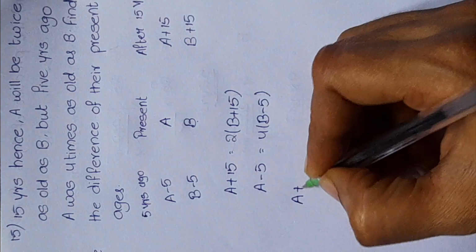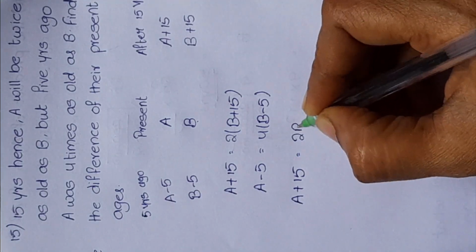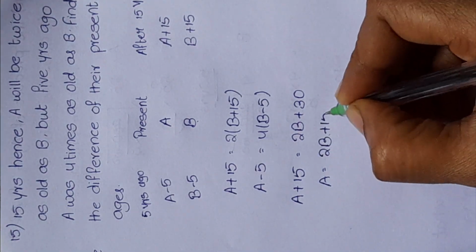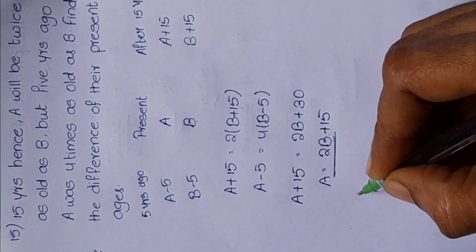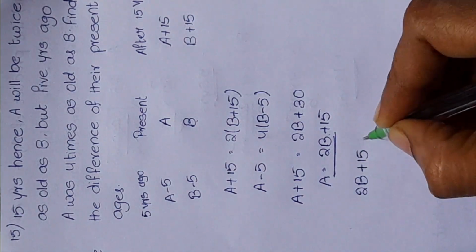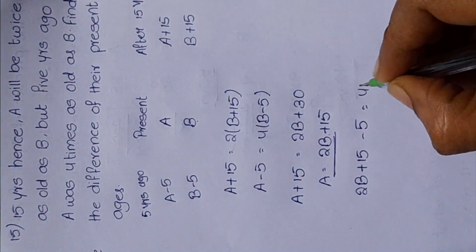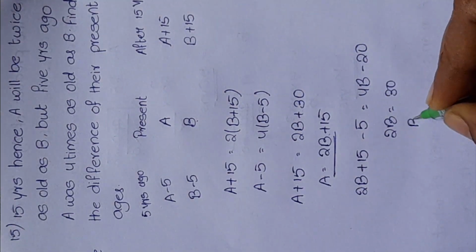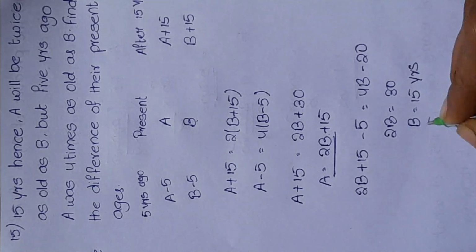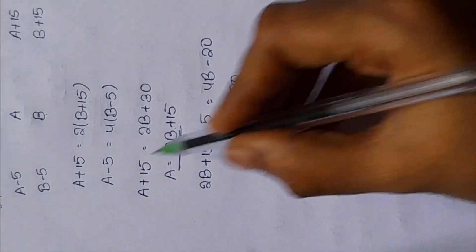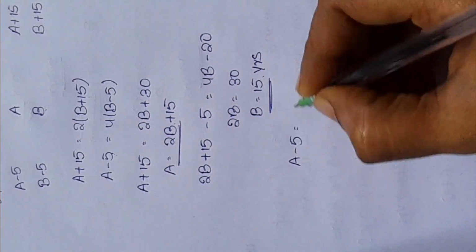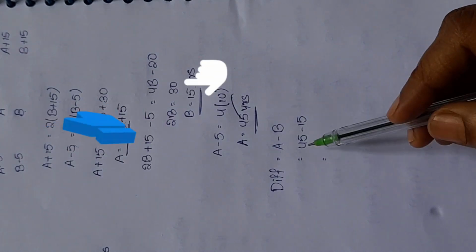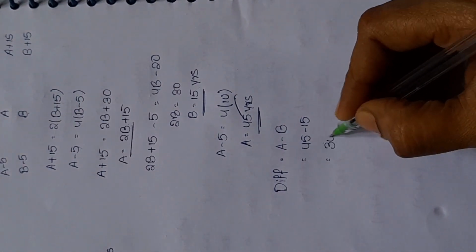Solving these two, A plus 15 is equal to 2B plus 30. A is equal to 2B plus 15. Now substituting A value, 2B plus 15 minus 5 is equal to 4B minus 20. We get 2B is equal to 30 and B value is 15 years. Substituting B is equal to 15 in this, A minus 5 is equal to 4 into 15 minus 5, that is 40 years, so A is 45. So the difference is A minus B, that is 45 minus 15, the difference is 30 years.